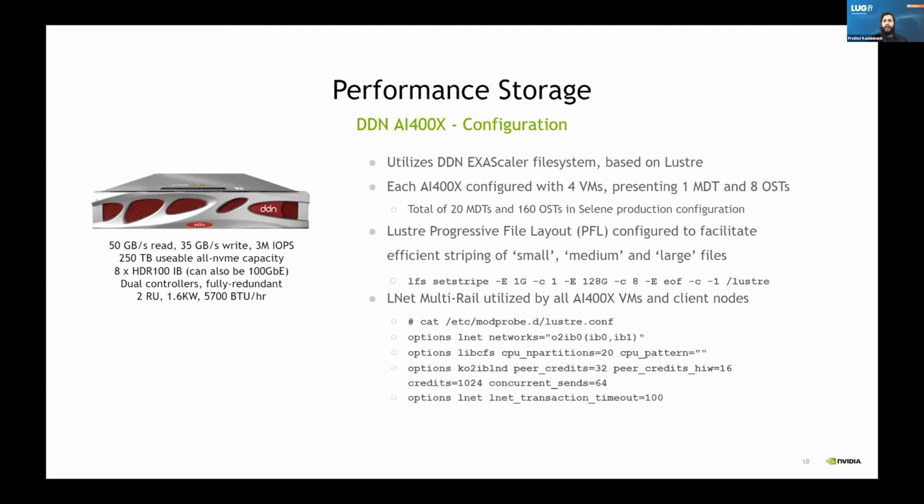And as we alluded to earlier, we're very heavily multi-rail. All of the client nodes have 2 HDR200 interfaces. The server VMs all have two HDR100 ports as well. And I added some details here for your reference in terms of the configuration that we use on the servers. Next slide, please.